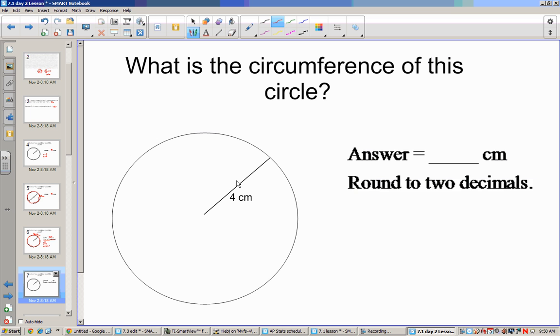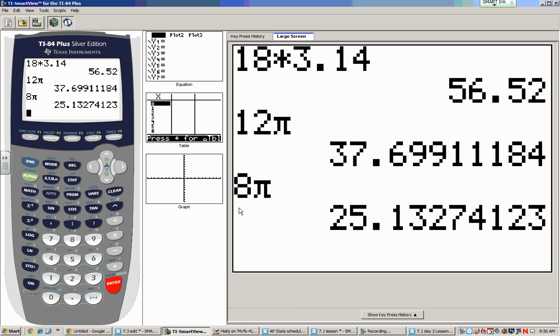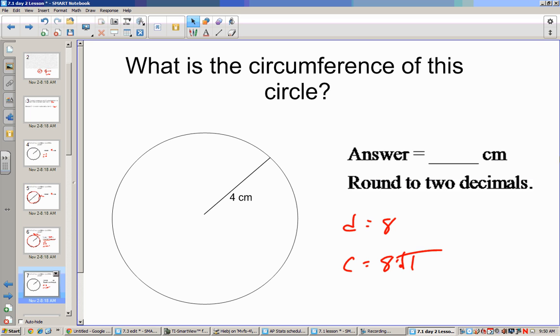Our last one, if our radius is 4, our diameter is 8, so our circumference is 8 pi. So we'd go to your calculator and just type in 8 pi. So 25.13. All right. Hopefully people are understanding this so far.